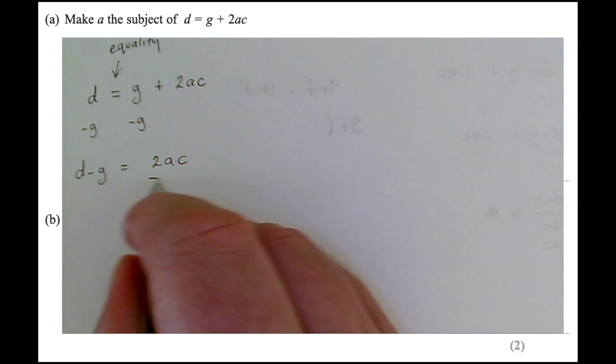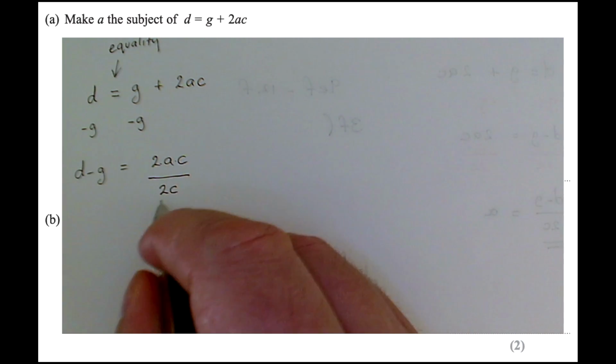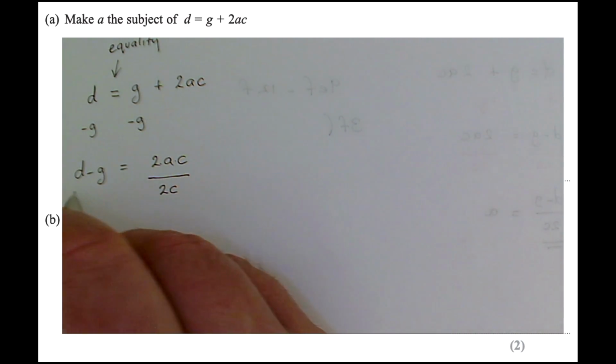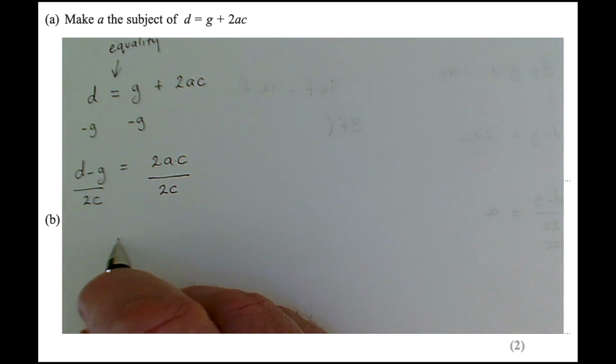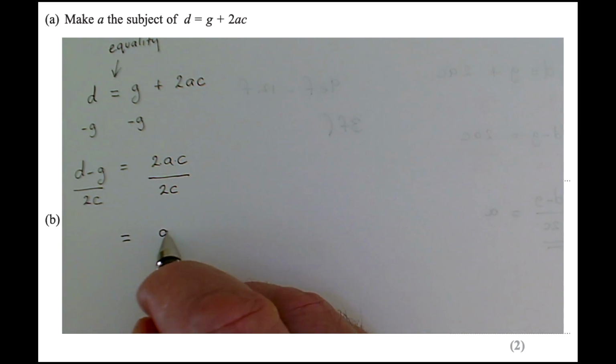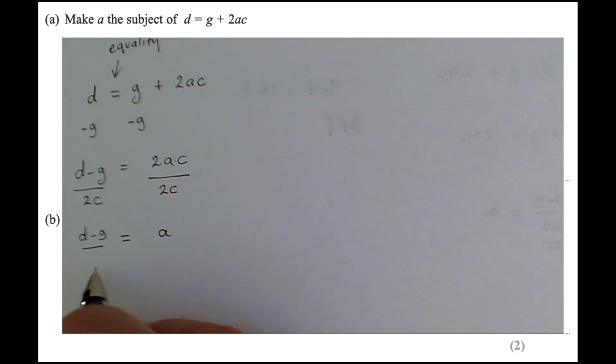Now this A is still being multiplied by 2C. I don't want that, so I'm going to divide by 2C. That cancels out. But if I divide the right hand side by 2C, I must divide the left hand side by 2C. And that means that A is going to be equal to D minus G divided by 2C. Okay, so that's how to do that question. Make sure you show your working.